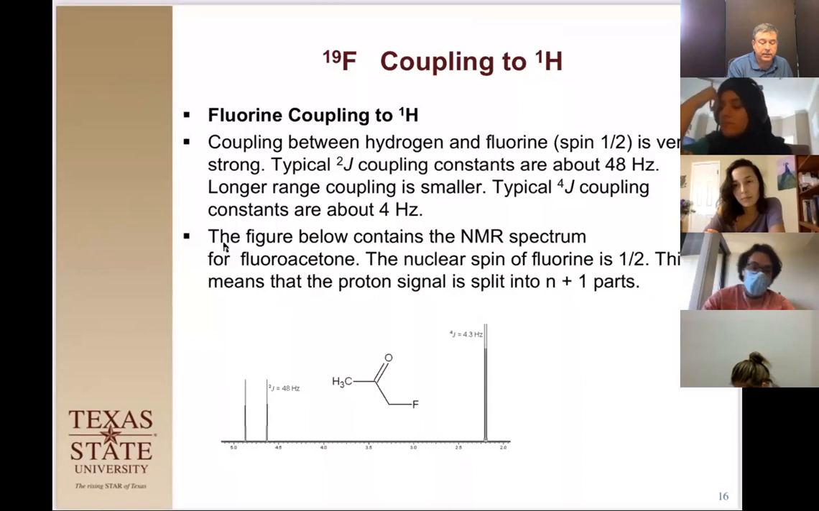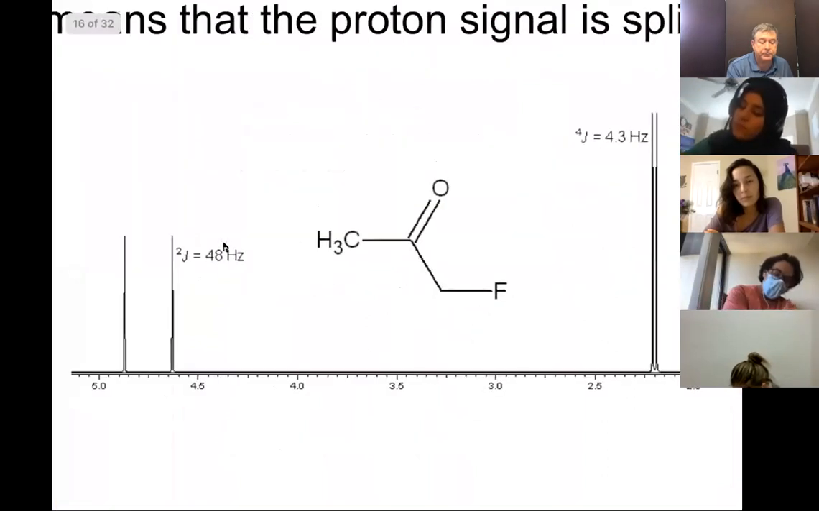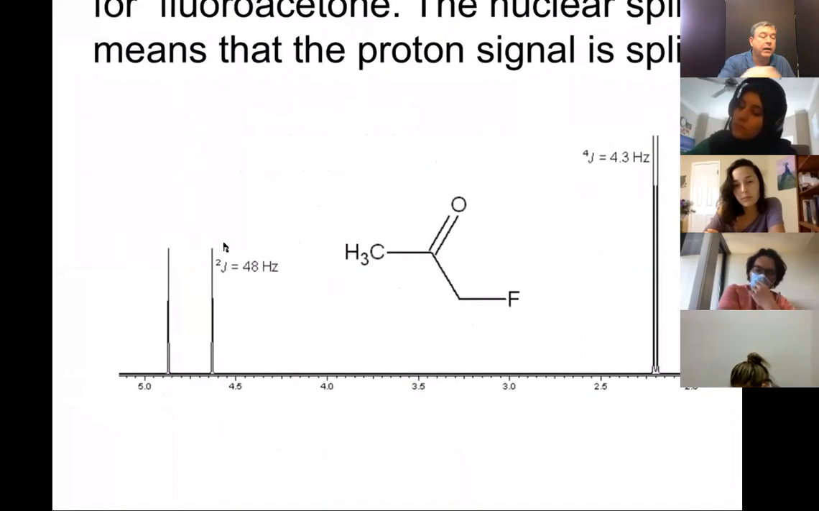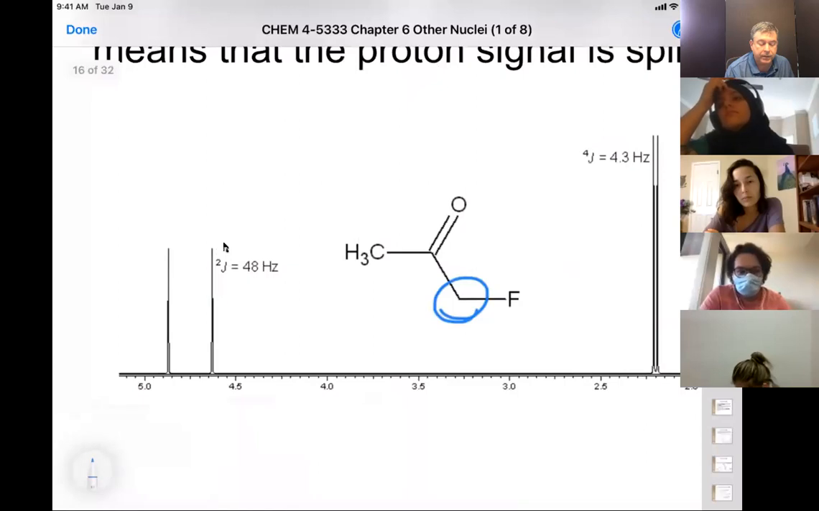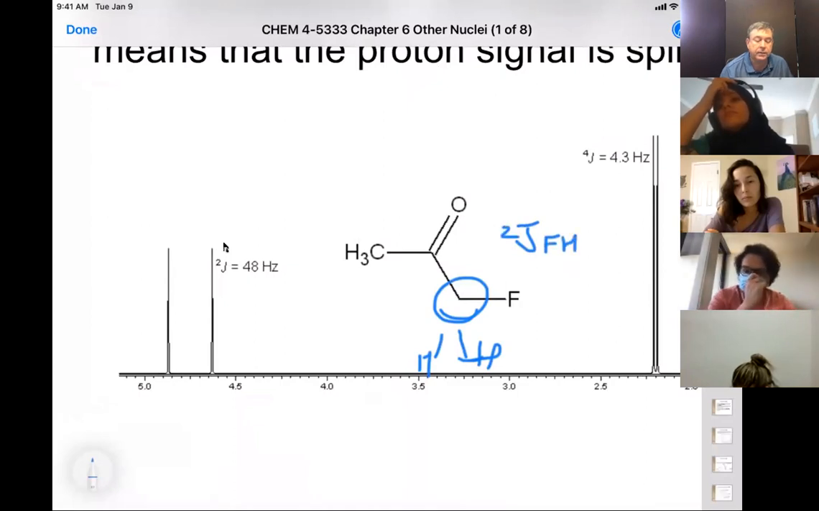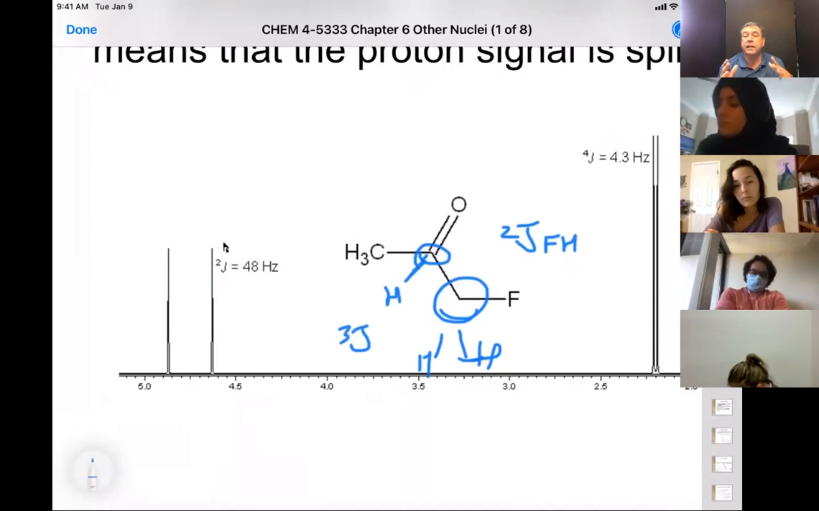And so let's look at this fluoroacetone. Let me blow it up a little bit here. So we have 4 equivalent hydrogens. We have these 2 hydrogens here that are equivalent, and so we should see a J FH two bond coupling constant for those hydrogens. Now there are no hydrogens on our second carbon over, so there are no three bond hydrogens here, so we don't see that coupling.